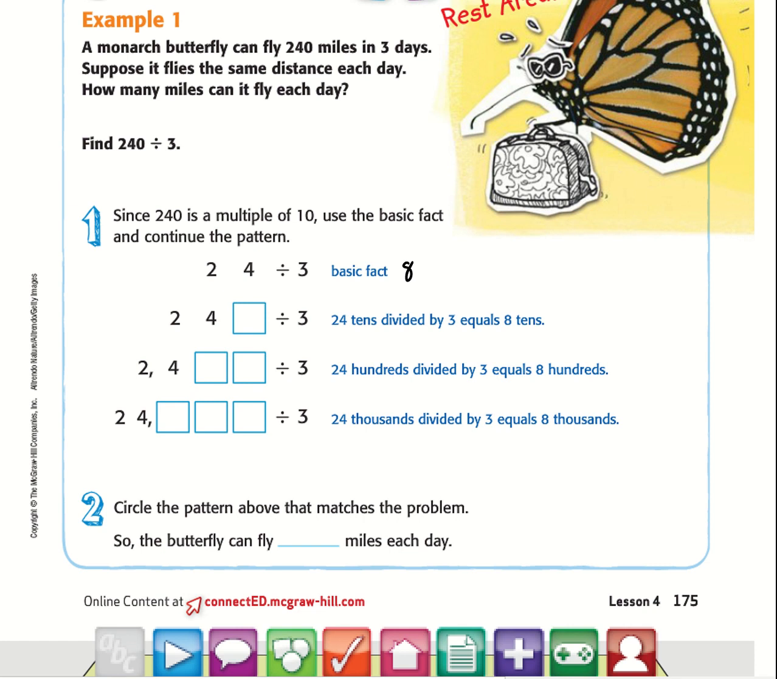But if we start adding multiples of 10, so if we have 240 divided by 3, we're going to have 80. If we have 2,400 divided by 3, we're going to have 800. If we have 24,000 divided by 3, that means we're going to have 8,000. And these are our quotients. So if you notice, every time our dividend has a 0, our quotient also has the same amount of zeros.